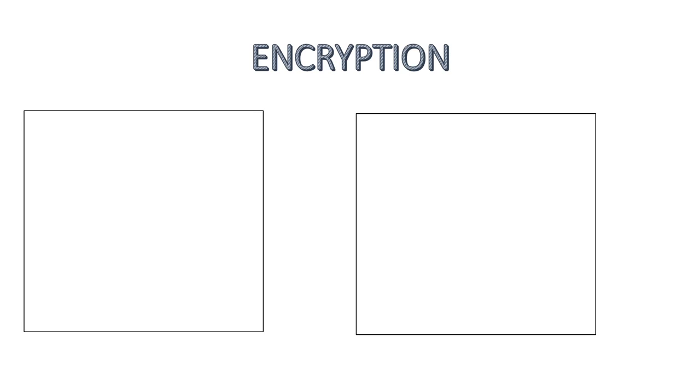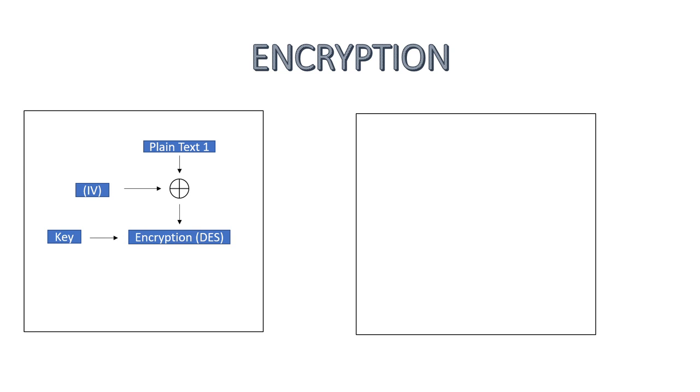Now, moving on to encryption. In the first block, a unique initialization vector is used. The plaintext 1 and the initialization vector will go through the XOR operation. The result is then encrypted using a key with the Data Encryption Standard, DES. This will produce the first ciphertext.